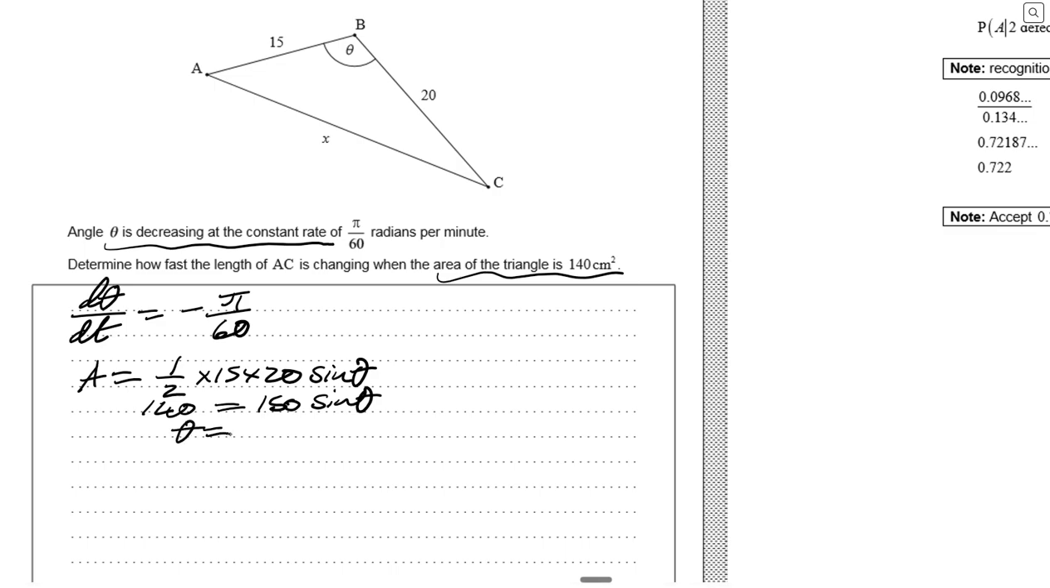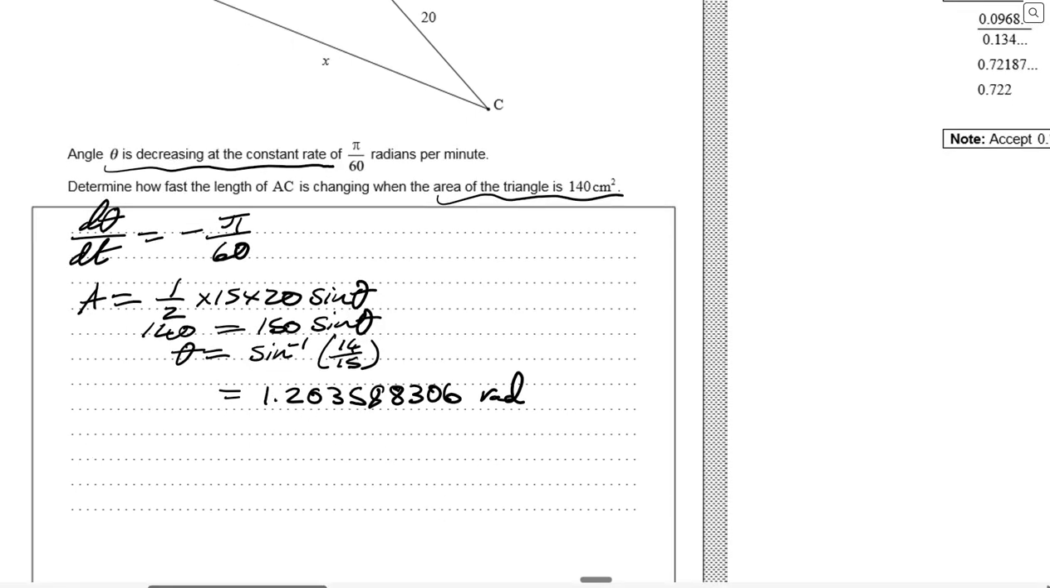What is theta? Theta is sine inverse of 14 over 15, which is, let's figure that out. Sine inverse of 14 over 15 is about 1.203588306 rads. So keep that stored. This is just for you to compare.